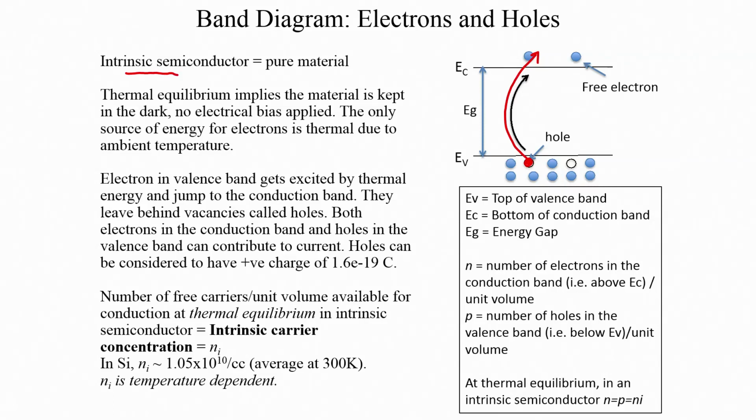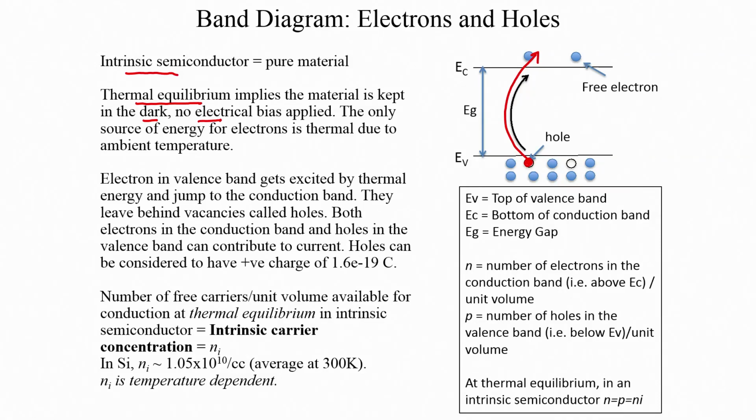An intrinsic semiconductor is essentially a pure semiconductor. That is, it does not have any impurities such as dopants present in it. The second definition has to do with something called a thermal equilibrium condition, which means that you have prepared the semiconductor and keep it in the dark, that is, it is not exposed to any photons. And we also do not apply any electrical bias, say for example voltages or currents, across the semiconductor.